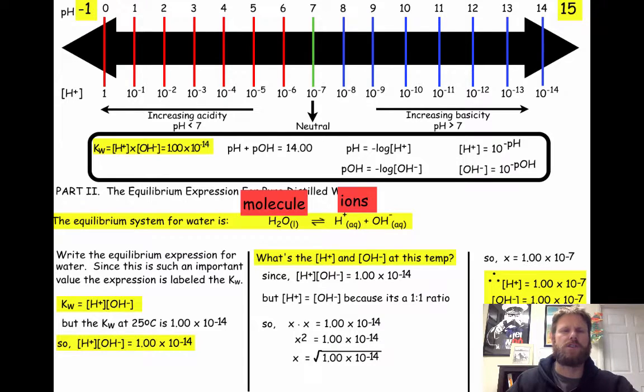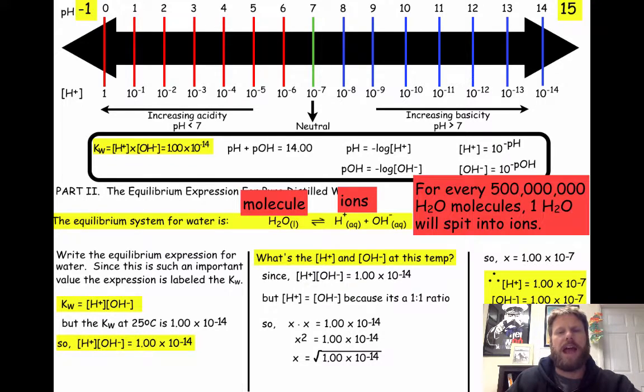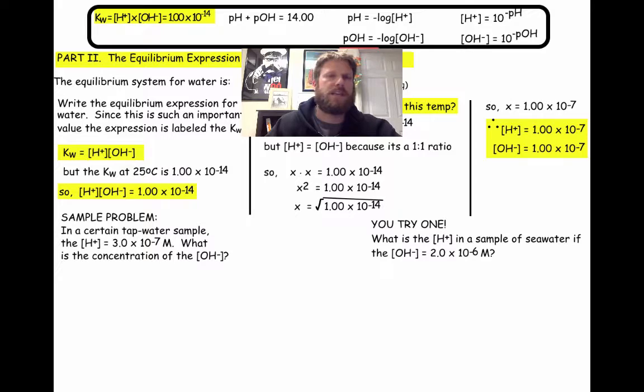Take a second to understand the magnitude of the equilibrium constant for water. It is 1 times 10 to the negative 14th. It's a very small K value. Remember, a very small K value means reactants are favored. So water does not split up into ions hardly at all. In fact, for every 500 million water molecules, only one of those water molecules would split into ions. That results in a very small K value. Now let's use this equilibrium constant to solve a few problems.